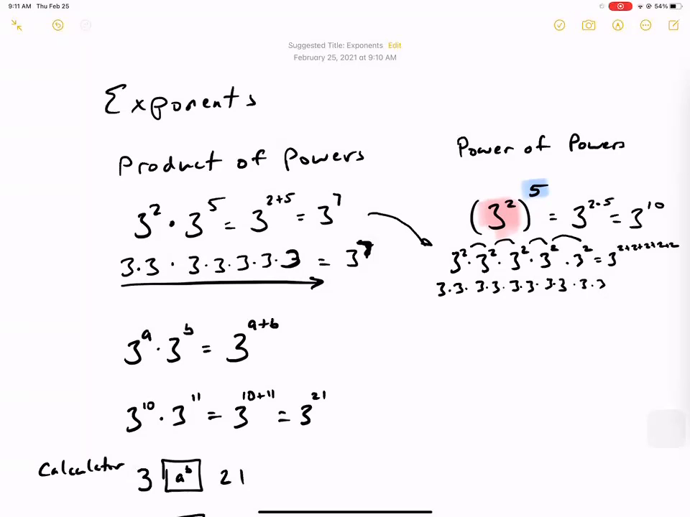So the general rule here is if I'm saying 3 to the a power to the b power, an exponent of an exponent, well, this is more advanced than multiplying powers. We multiply exponents here: 3 to the a times b. These are our two main rules. What do you do when you see powers and exponents with each other?